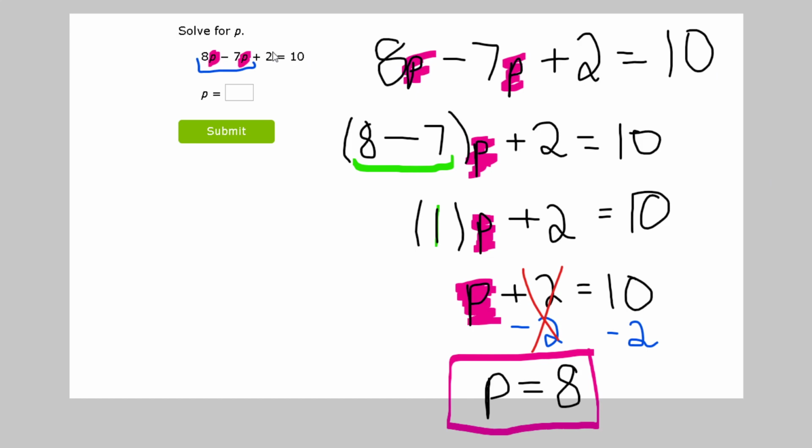So again, really the only difference with this one versus the others is that this term didn't have a p. If it did, you would add up everything together, but it doesn't. So we had to combine these together. That's what we did first, okay? So you combine your like terms, and then you solve it.